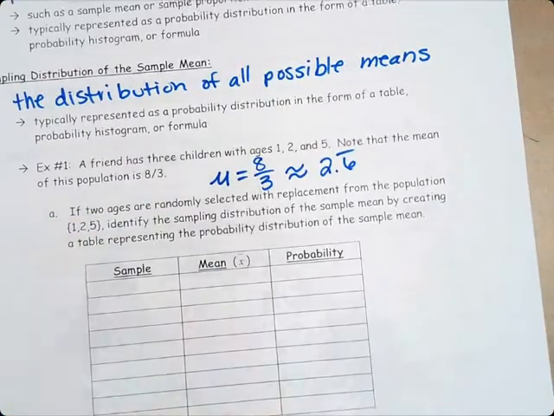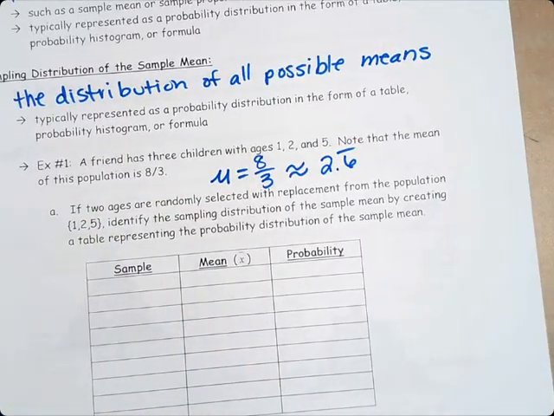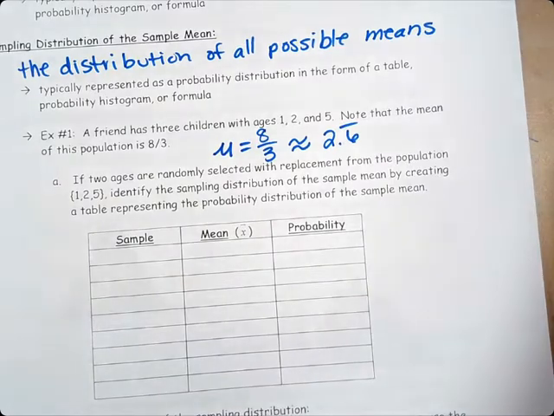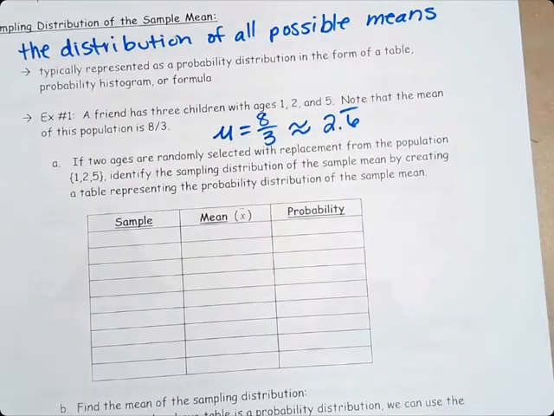If 2 ages are randomly selected with replacement from the population 1, 2, and 5, identify the sampling distribution of the sample mean by creating a table representing the probability distribution of the sample mean. So we are going to find all the samples. With replacement means we take one of the ages, write it down, then put it back. So we need to know all the possible samples.